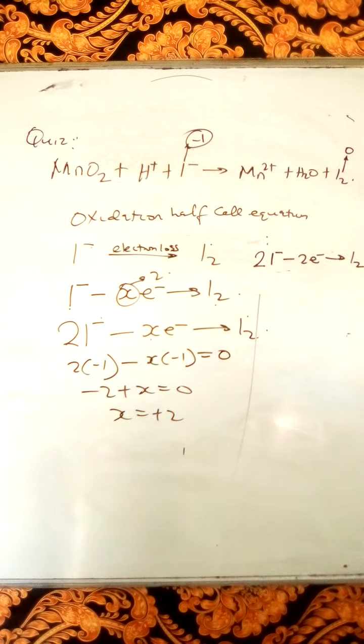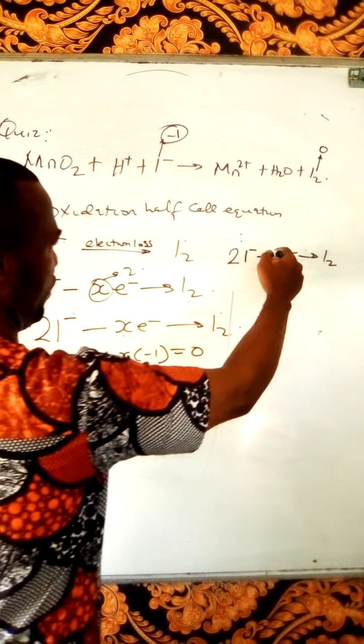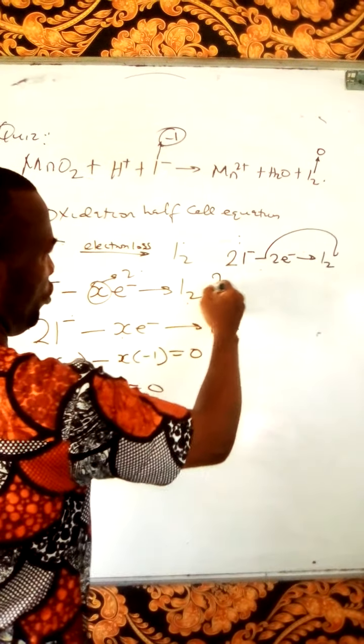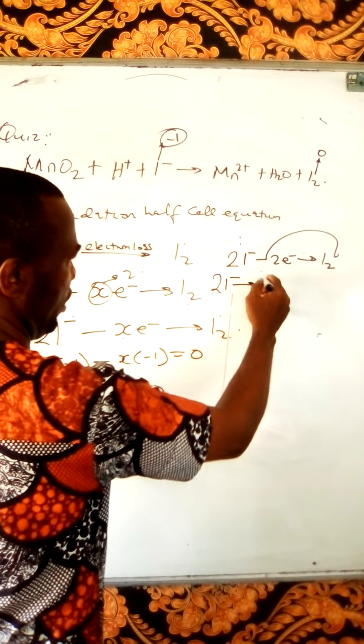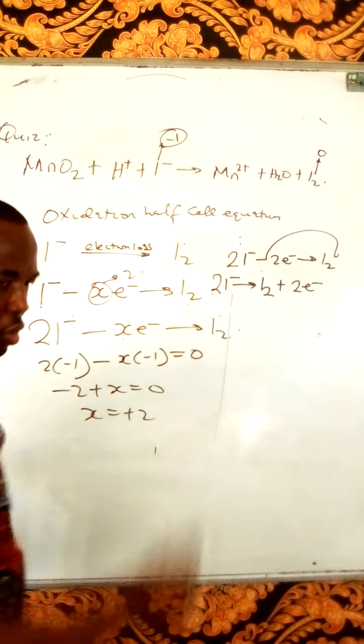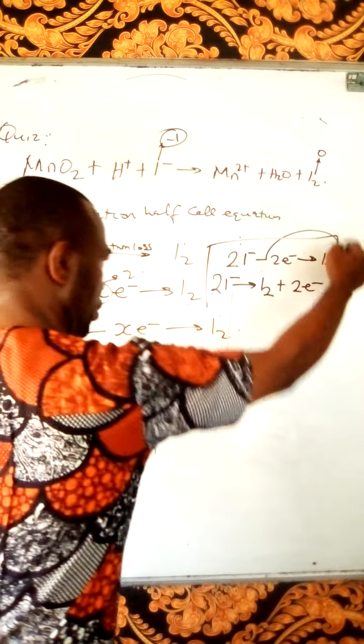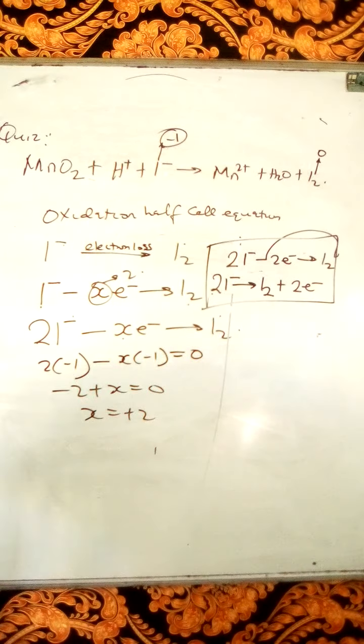Okay, and as I said, in the oxidation equation, the electron is transferred to the product side. We now have two iodide ions giving us iodine molecule plus two moles of electron, going to the other side turns it to plus. So this is the oxidation equation of the reaction given above.